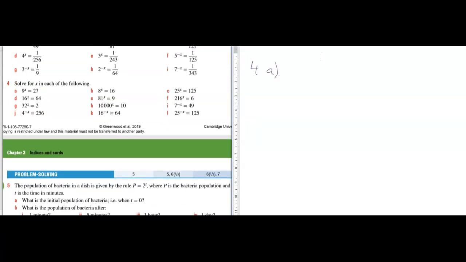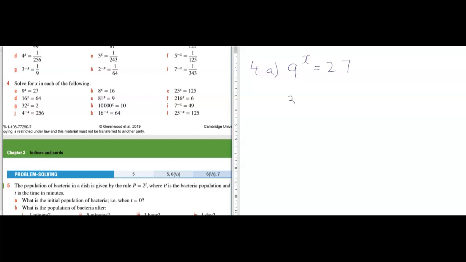Okay, we'll start with the easy one. 9^x equals 27. Now we want them to be in the same base. Obviously, you can't write 27 with a base 9. So you can't say, let's use the base 9, because 27 can't be written with a base 9 with a whole number power.